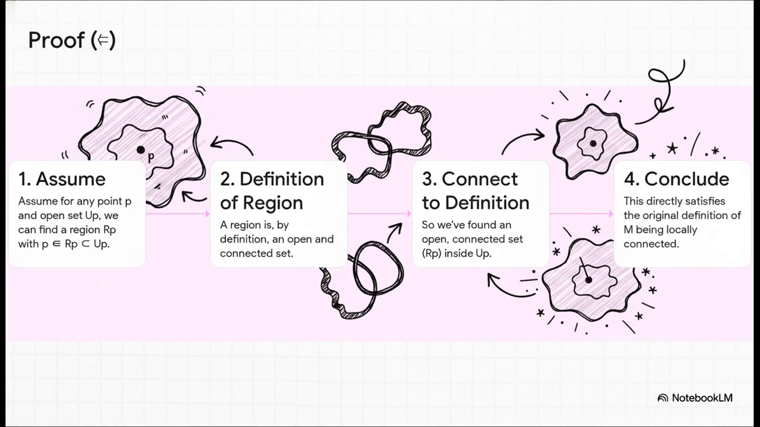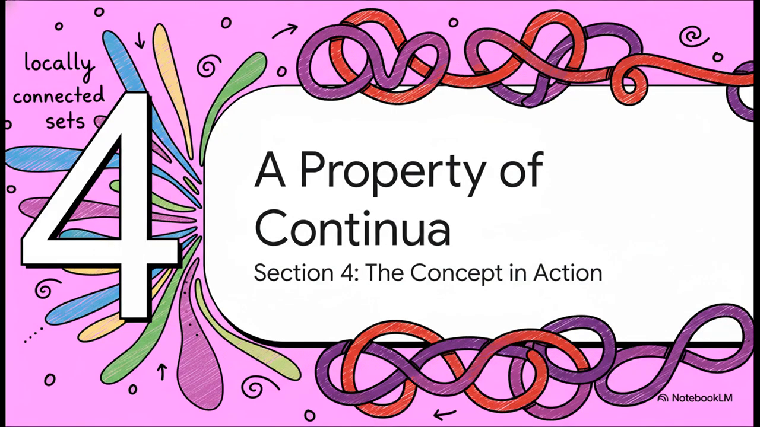And this just brilliantly illustrates the reverse logic. Now we assume we can always find such a region R_P. Well, what is a region again? It's just an open and connected set. So our assumption is basically saying that for any point P and any open set U_P around it, we can find an open connected set, our region R_P, that sits inside U_P. And that is a perfect match for our original definition of local connectedness. The equivalence is solid.